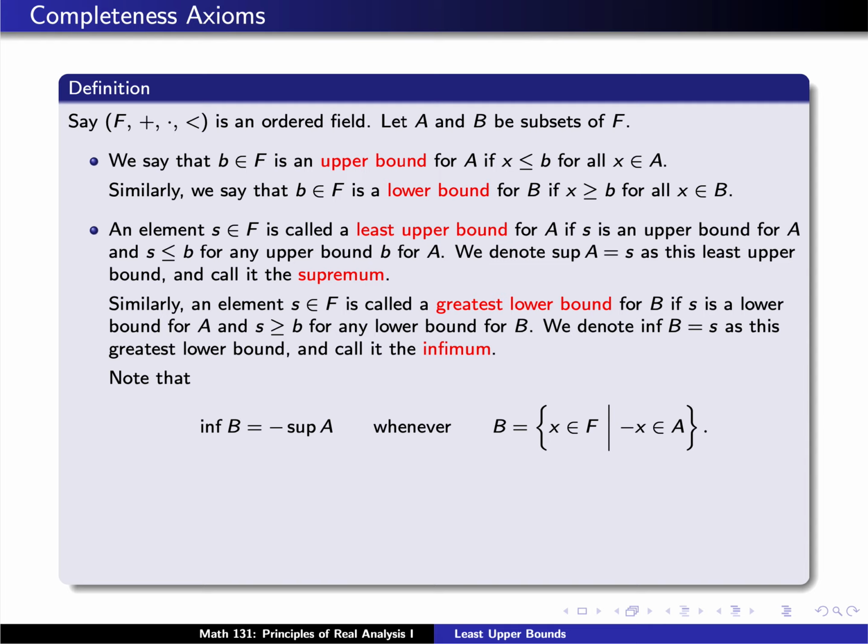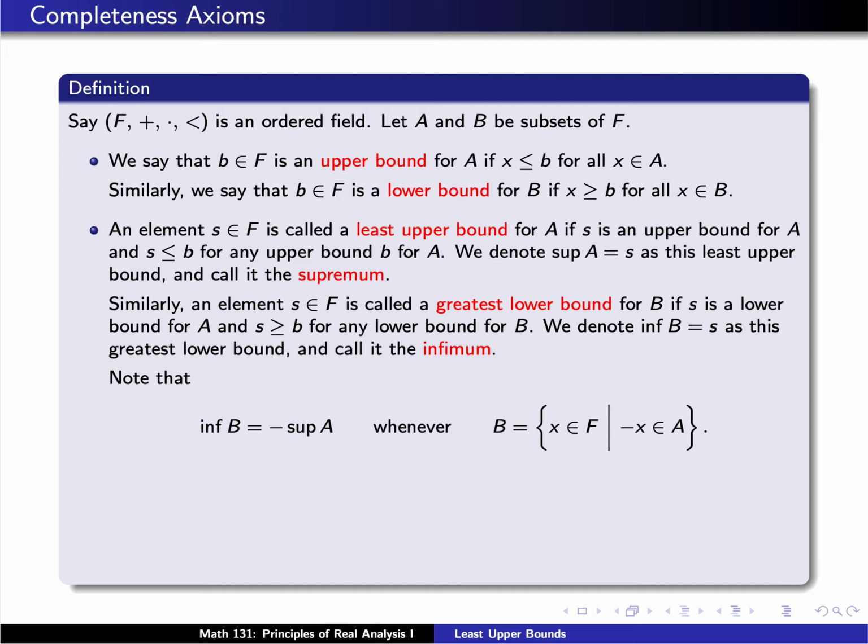An element S is said to be a least upper bound for capital A if two things hold. One, S is an upper bound for capital A, and two, S is less than or equal to b for all upper bounds, lowercase b, for capital A. In this case, we'll denote S as sup A and call this the supremum.